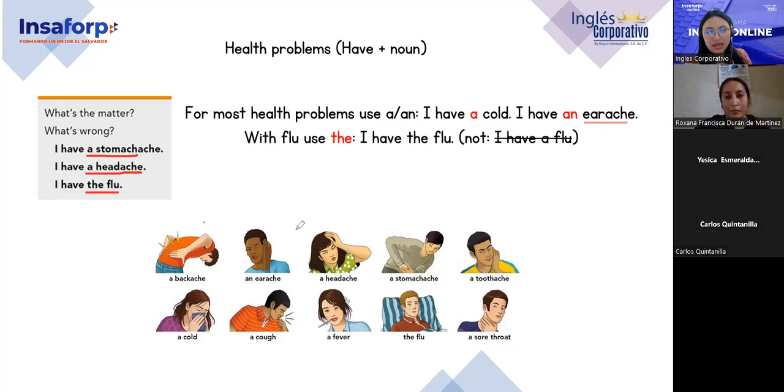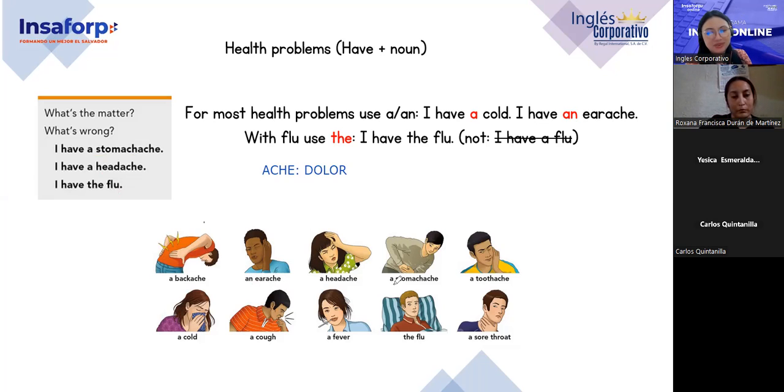Revisemos los problemas. Casi todos los problemas de salud se redactan con ache. ¿Qué será entonces ache? Dolor. Ache. Dolor de espalda. Back. Ache. Dolor de oído. Ear. Ache. Dolor de cabeza, clase. Headache. Head. Y luego ache.